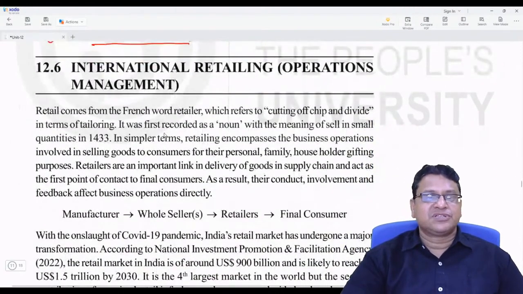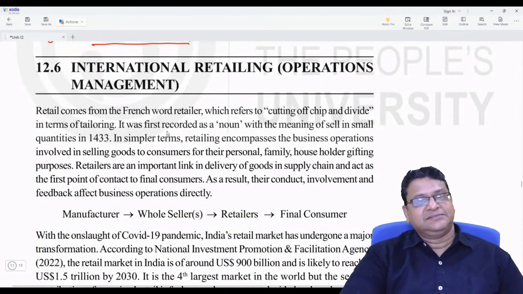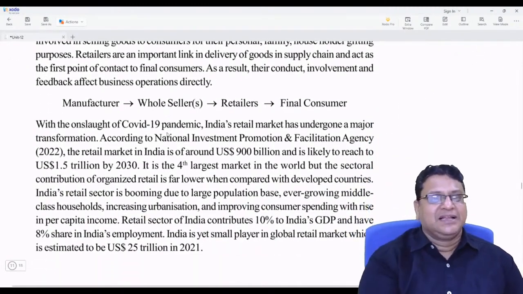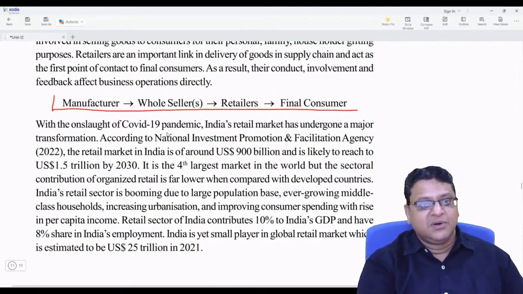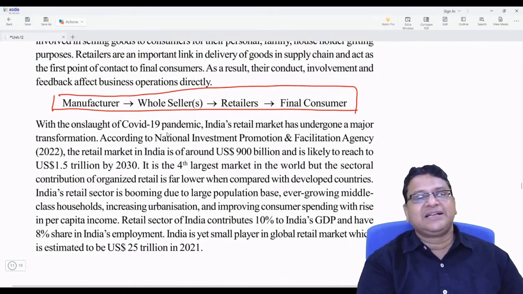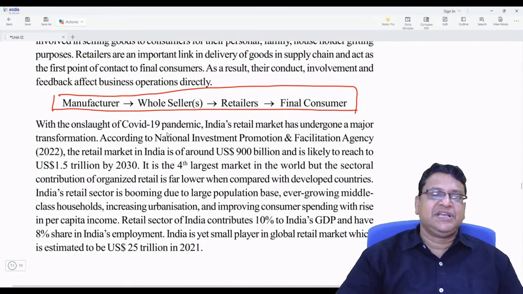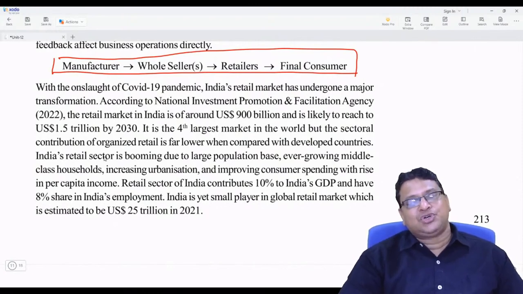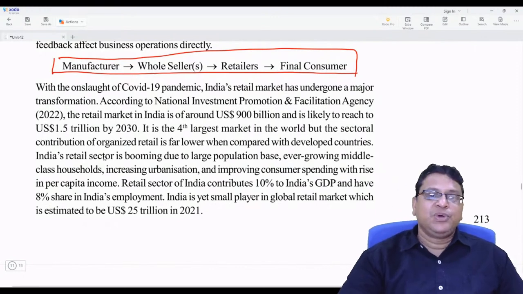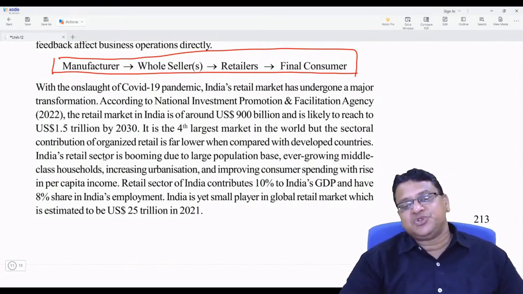Next, we will discuss the concept of international retailing. Retailing means selling in small quantity to the customer. Generally, in a supply chain, first there is the manufacturer. Manufacturer sells goods to wholesaler. Wholesaler sells goods to retailer, and retailer sells goods to final customers. This is the normal supply chain or channels of distribution. So in this case, the retailer is the most prominent channel of distribution which has direct contact with the final consumer.